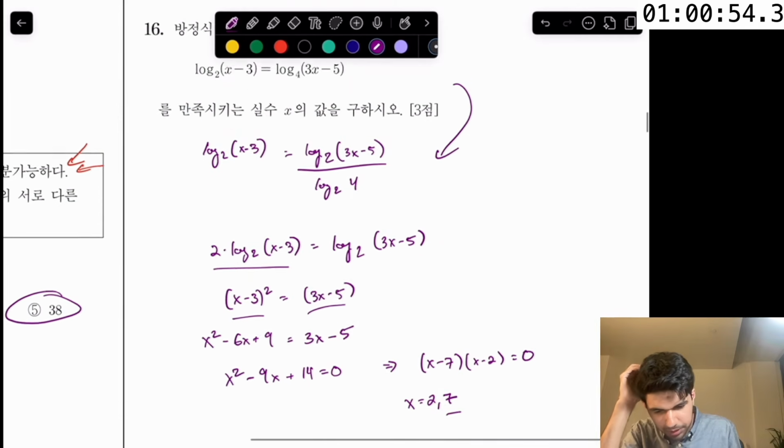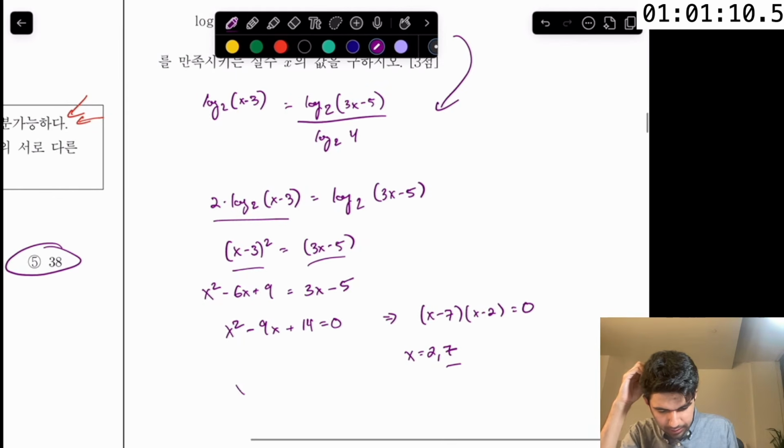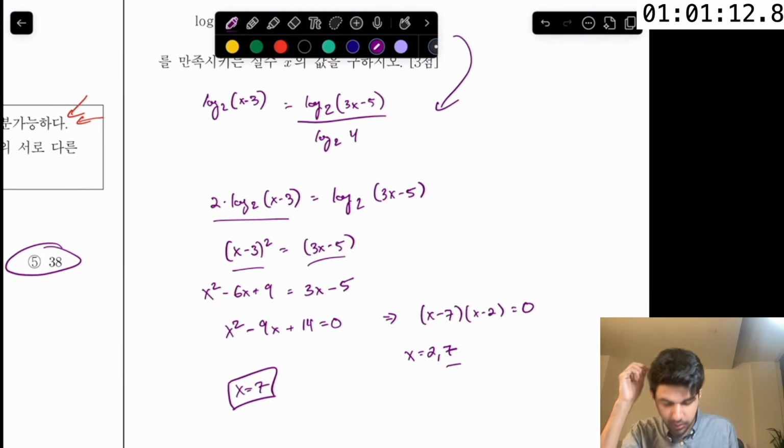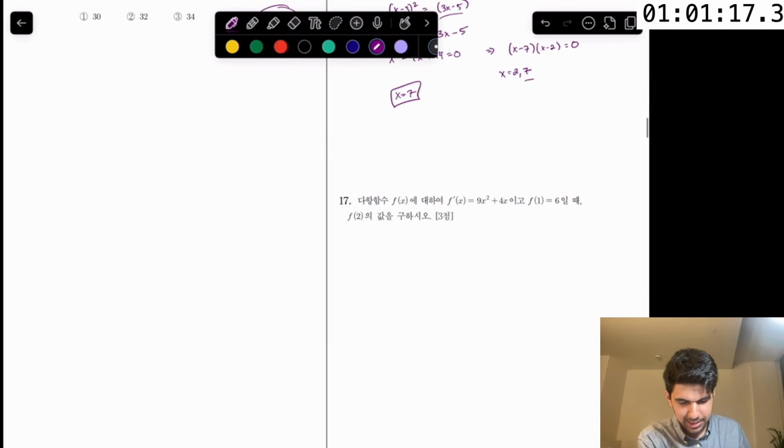2 doesn't work, right? Because then this becomes -1 in the interior. I guess we're just saying x equals 7 is the only solution. And we roll with that. I'm scared I'm making silly mistakes, but who knows? All right, here we go.